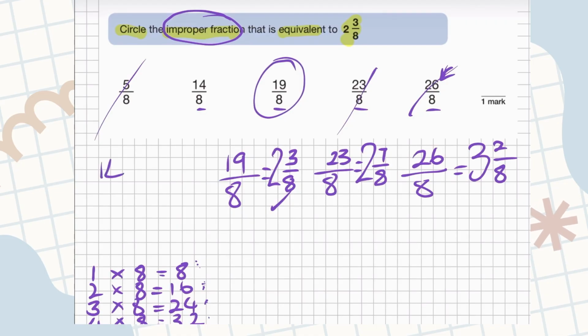I am just going to check the final fraction, 14 over 8, following the same process. Here I know there is 1 whole. 1 times 8 is 8. There's a remainder of 6 to get to 14 and the denominator stays the same.